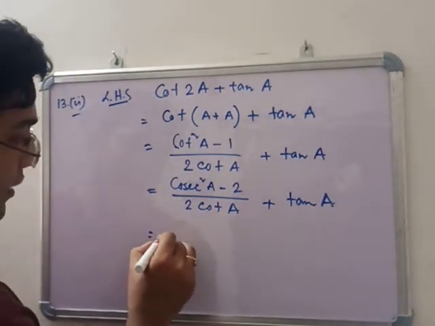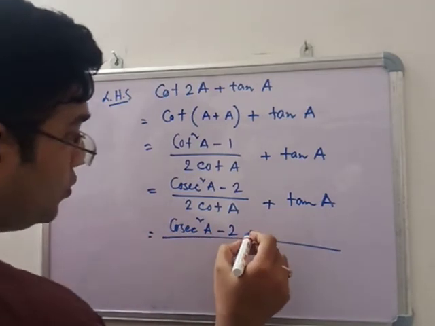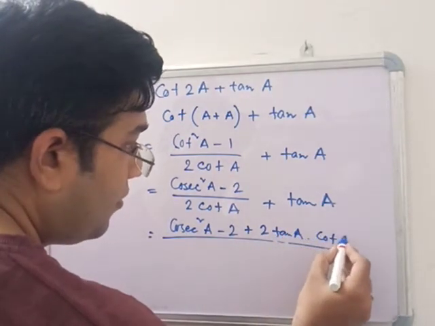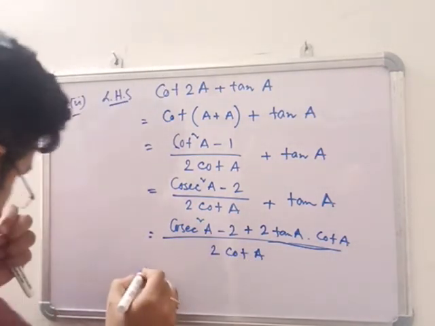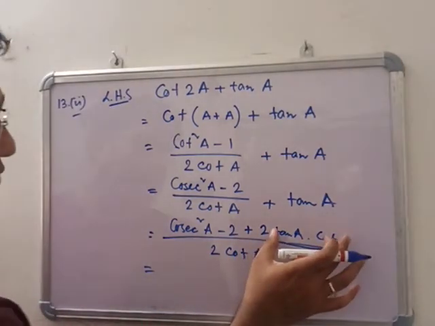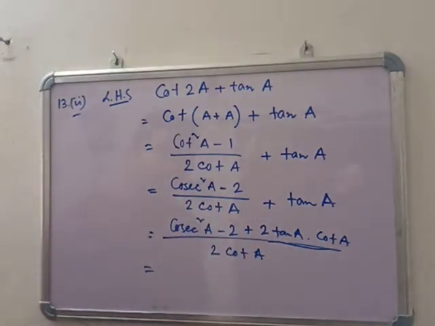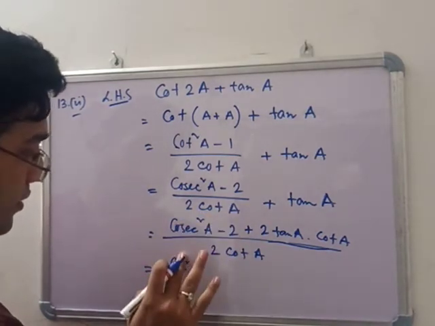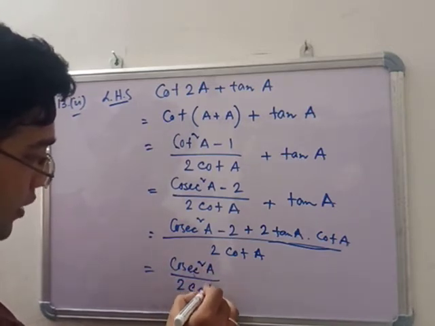Now if we take the LCM, cosec square A minus 2 plus 2 tan A into cot A by 2 cot A. See that tan A into cot A means 1. So if this part is 1, then this is 2, and the plus 2 and minus 2 cancel. So we get only cosec square A here, cosec square A by 2 cot A.